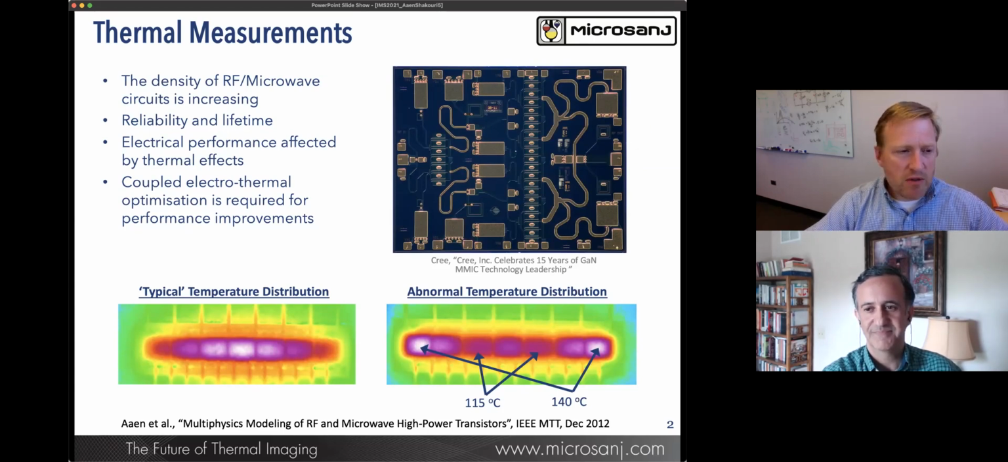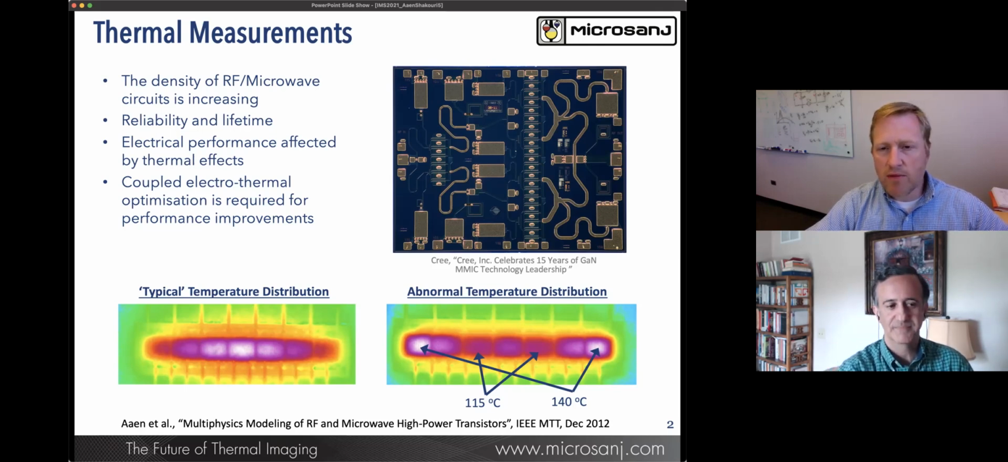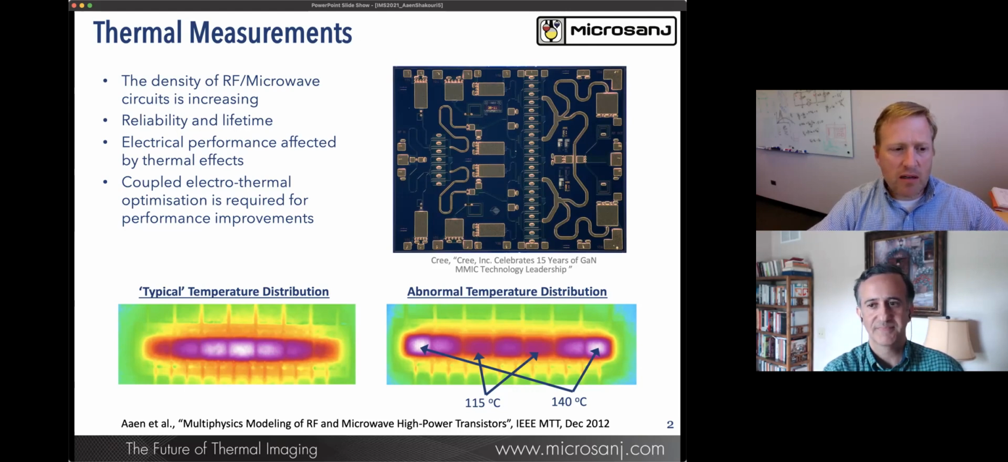What my team has been doing a lot over the past 10 years is looking at how we develop simulation and measurement techniques for a coupled electrothermal optimization. So we want to look at how the temperature impacts the electrical performance and how we can design the chips to take this into account. This is really a complicated coupled behavior, because if we change the chip slightly or how we feed it, we can get very different temperature distributions.